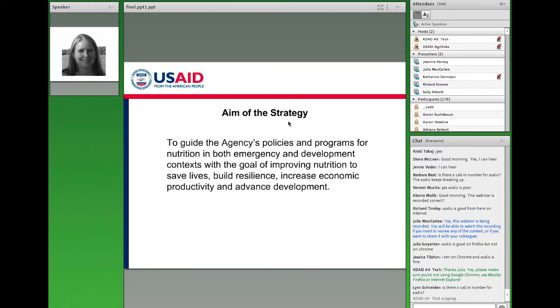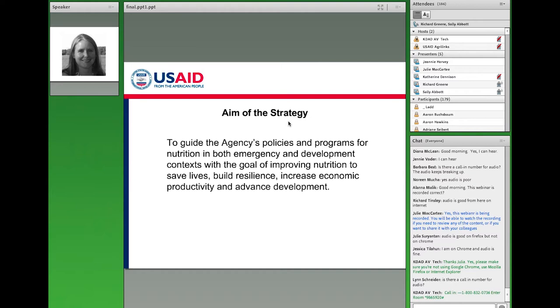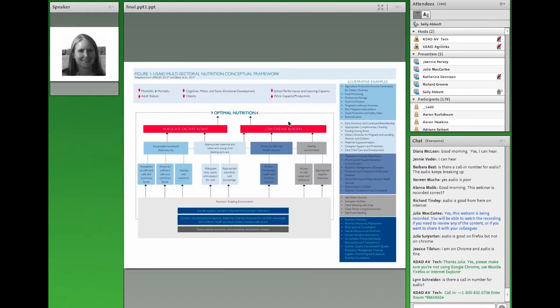So as I was saying, the aim of the strategy is to guide the agency's policy and programs for nutrition in both emergency and development contexts, with the goal of improving nutrition to save lives, build resilience, and increase economic productivity and advance development.